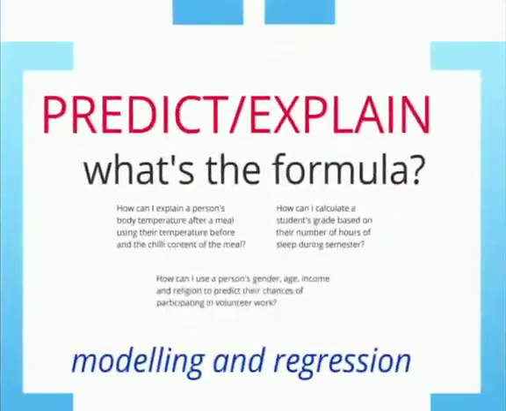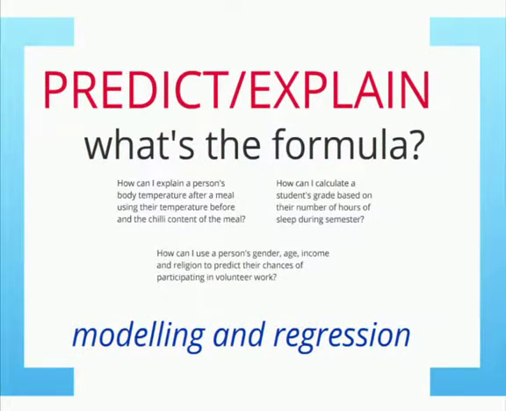Okay, and finally, there is this. There is the aim of predicting or explaining. And the type of question that you're asking is a what's-the-formula sort of question. You've got all this information about somebody, for example, and you want to figure out what it means in terms of some outcome. And I'll do some examples in a second. But the reason I put predict or explain is that they're the same thing. It's just that predicting is about the future and explaining is about the present.